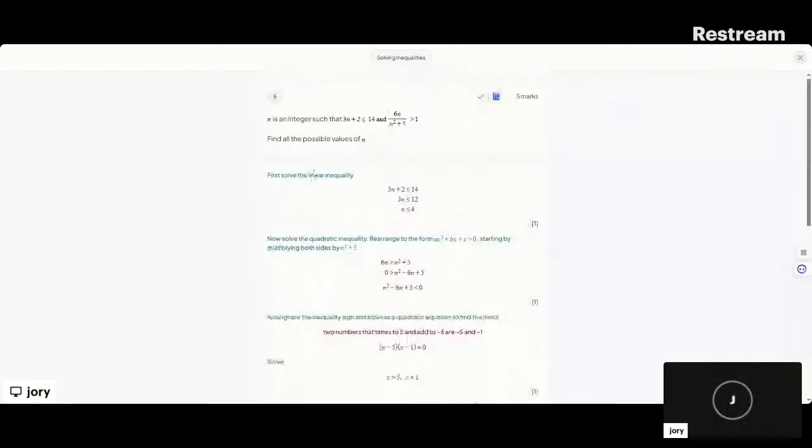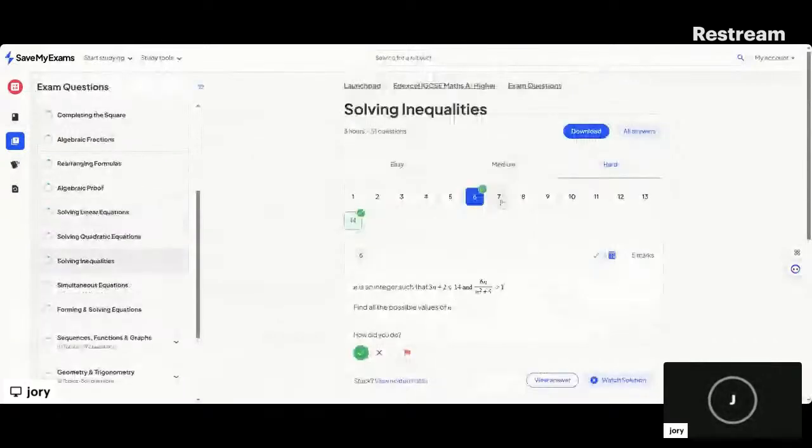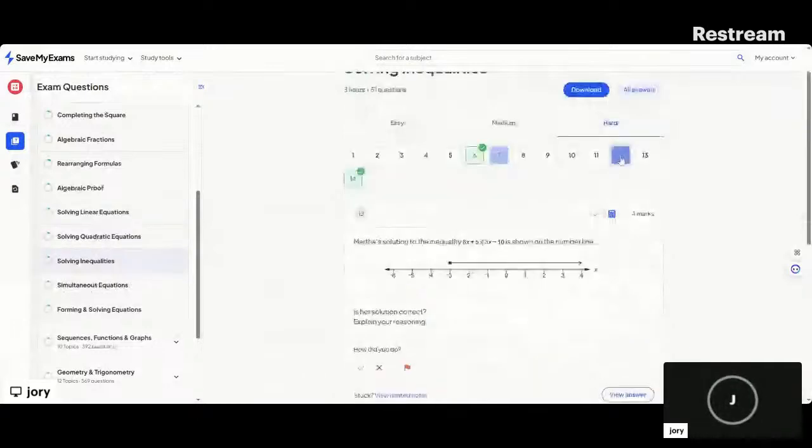I did not read the question. N is an integer, so it doesn't have the in-betweens. So it's either 2, 3, or 4. And I have to write that. Because the value cannot be 2.5 or... Okay, so read the question. Read the question. This is also 5 marks. I'm going to do one of these 4 mark ones.